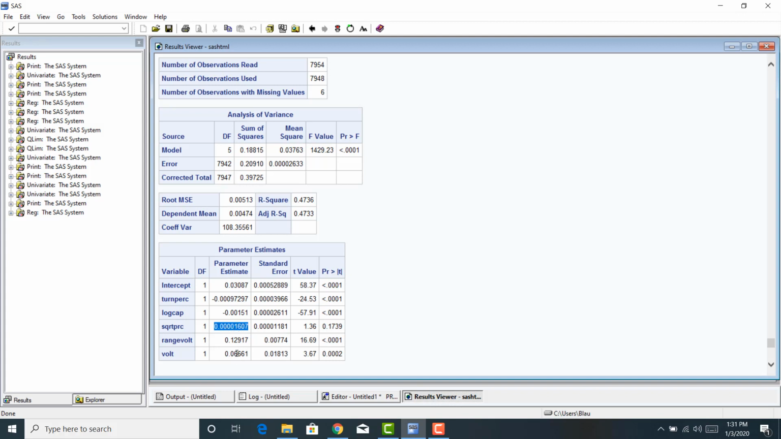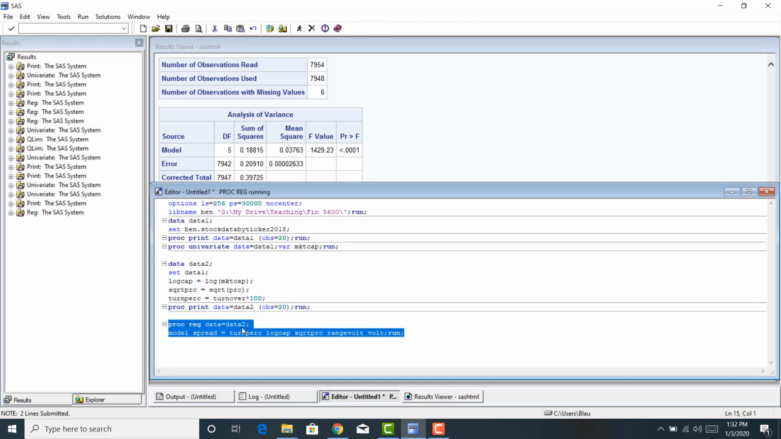Look, range volatility and standard deviation of daily returns, these things load positively on bid-ask spreads. This is also intuitive. The more risky the stock, the more volatile the stock, the wider the bid-ask spread. This has also been shown in prior literature. So this is how we run a regression and find coefficients from OLS regressions. What I want to do next is show you how to hide those graphics so it doesn't take up so much space on your computer.